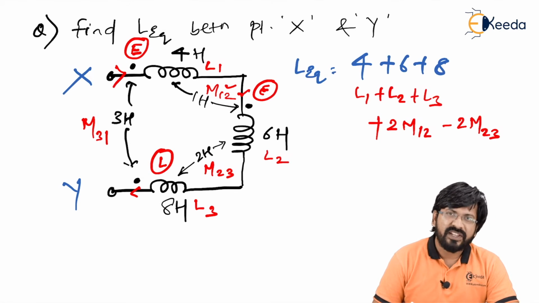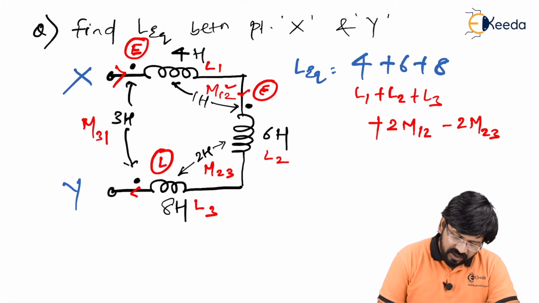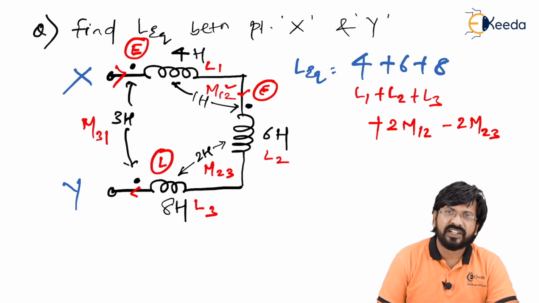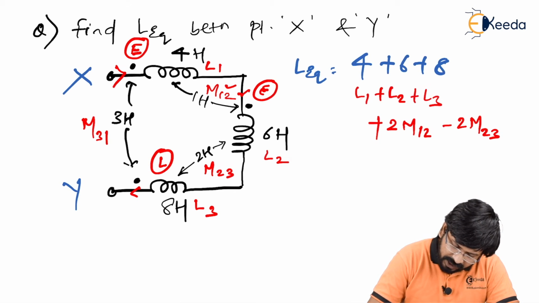Let's compare 1 and 3 now. For the first it is entering, for the third it is leaving. Again one is entering, the other is leaving. What does that mean? It should be minus of 2 M31.